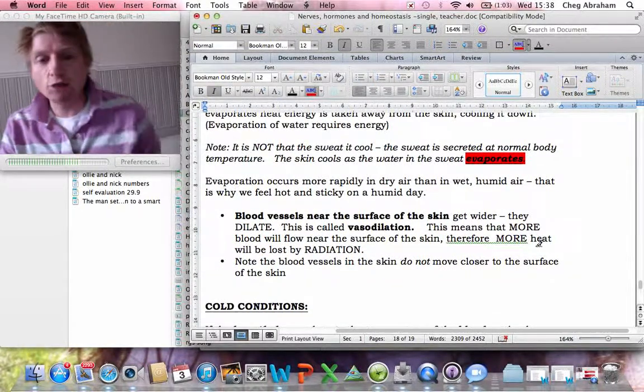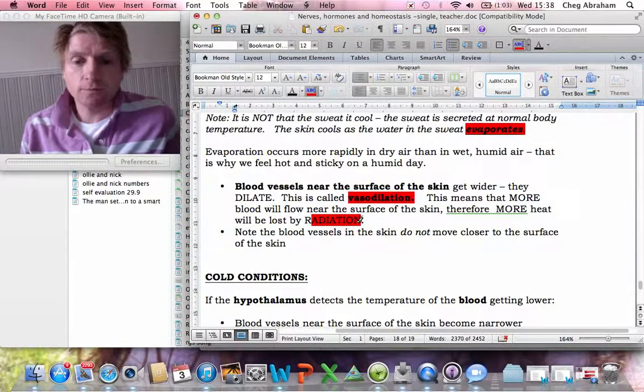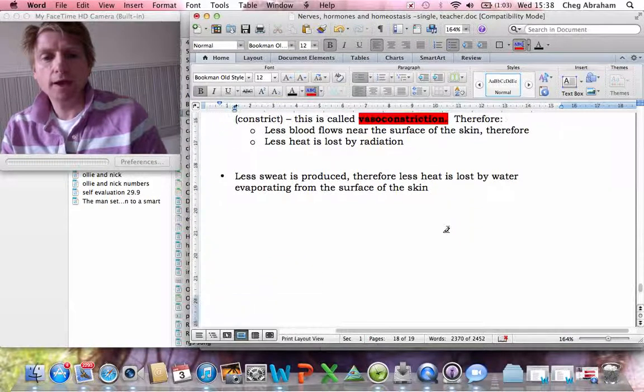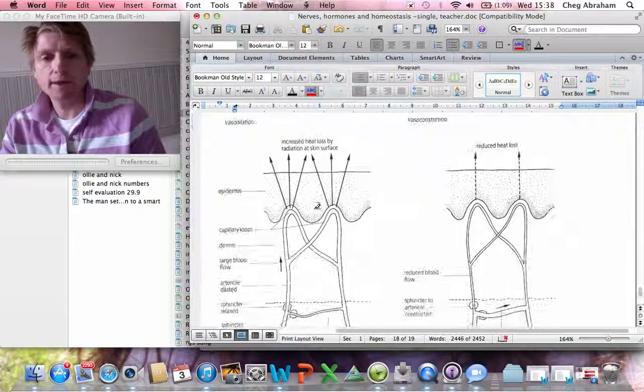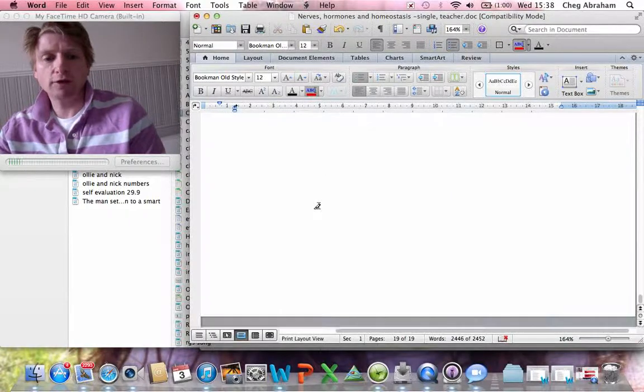Okay, there's our word vasodilation. There's a great word. Heat is lost through radiation. Okay. There's our word vasoconstriction for cold. Okay. There's less heat loss by radiation. Less heat loss from evaporation. Okay. And then here are the diagrams of the blood vessels.